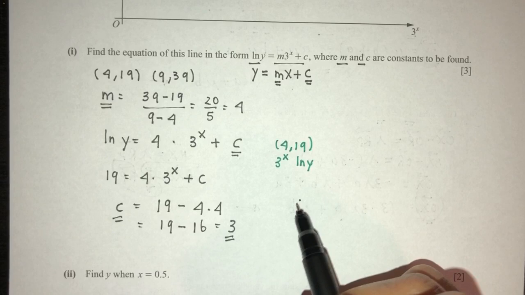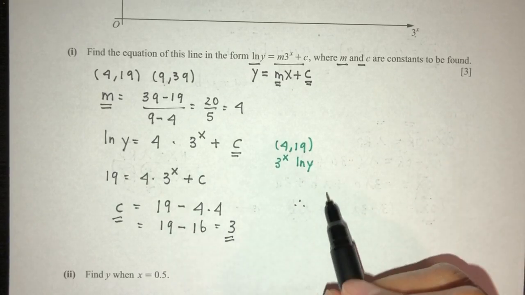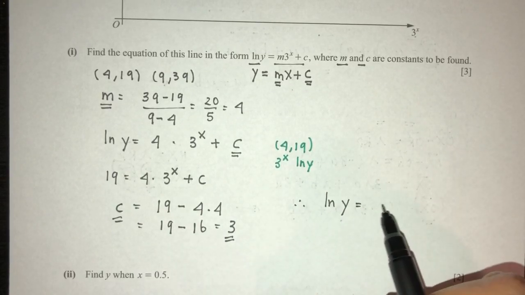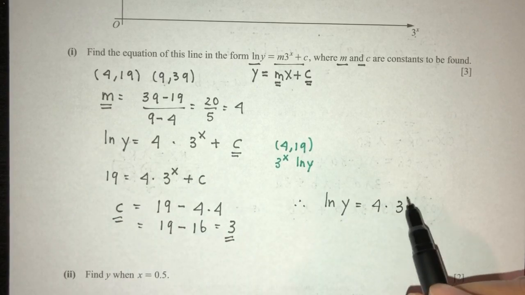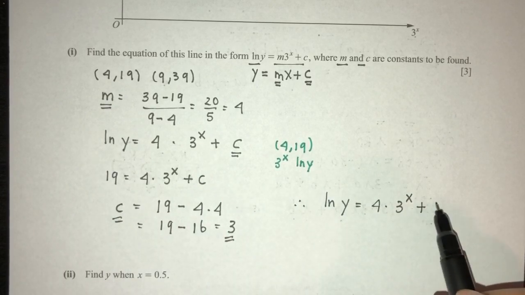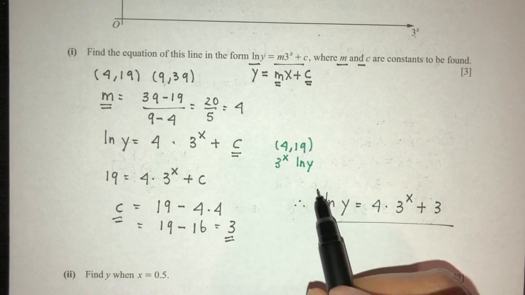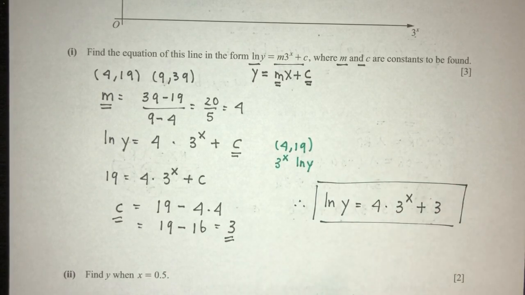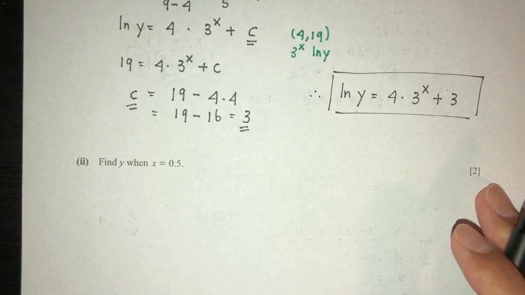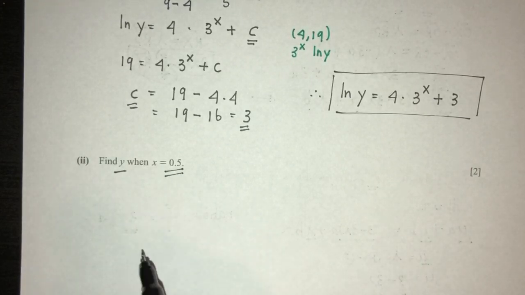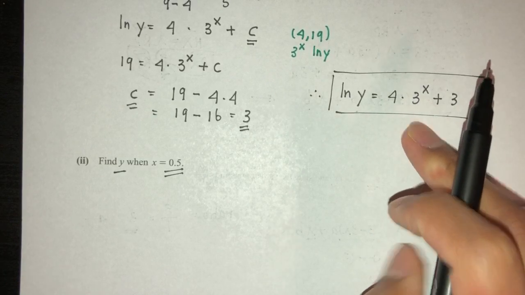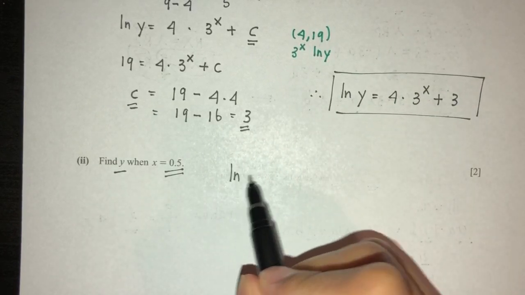So in that case, you have your equation ln y is equal to 4 times 3^x plus 3. This is your equation of line that you need to find. Now for part 2, find y when x equals 0.5. Now use the same equation. So here we have ln y.